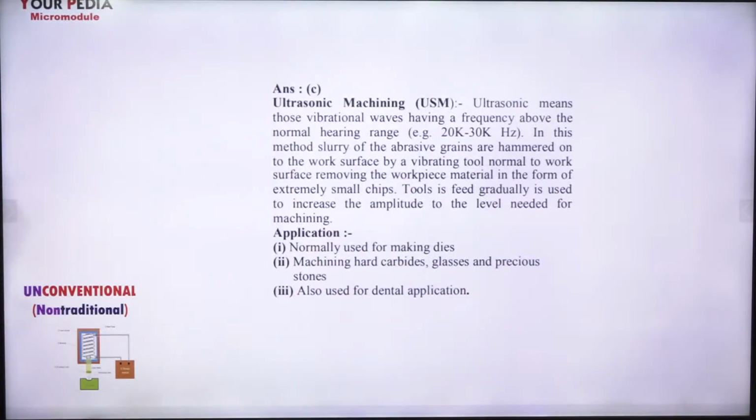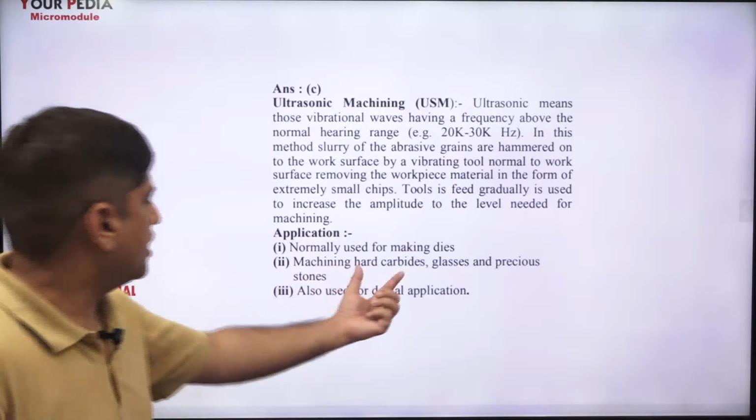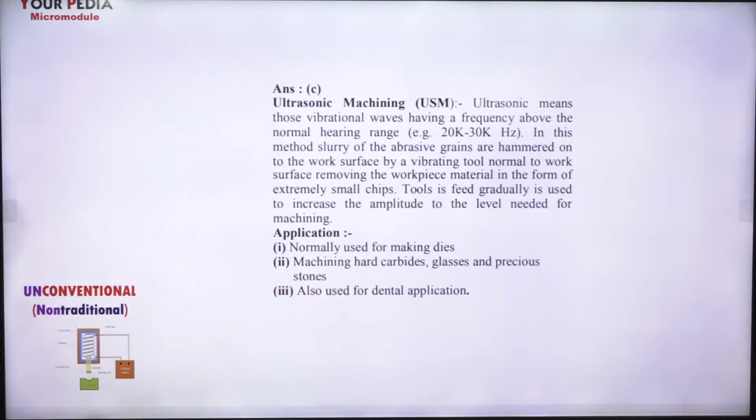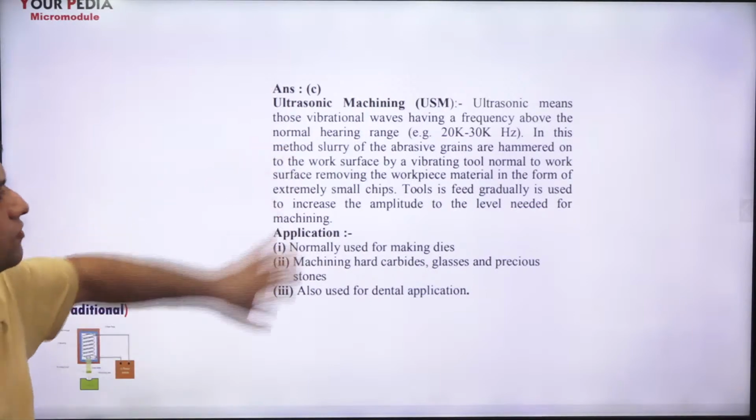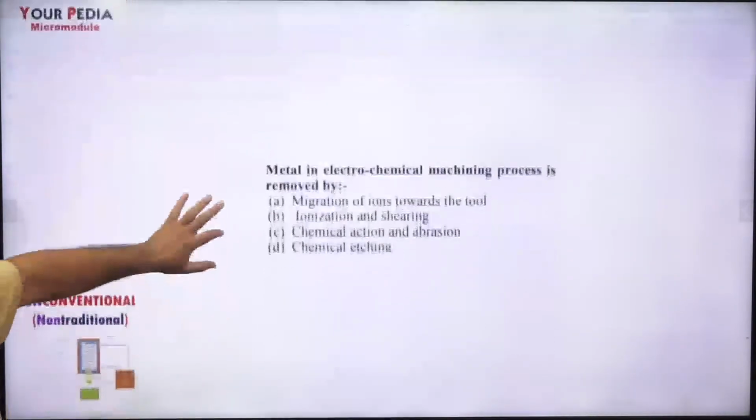Ultrasonic machining is used for making dies, dental applications, hard carbide, glass, precious stones. There you can use these materials. So 20 to 30 hertz is the frequency we use. A slurry of abrasive grain is used in this.